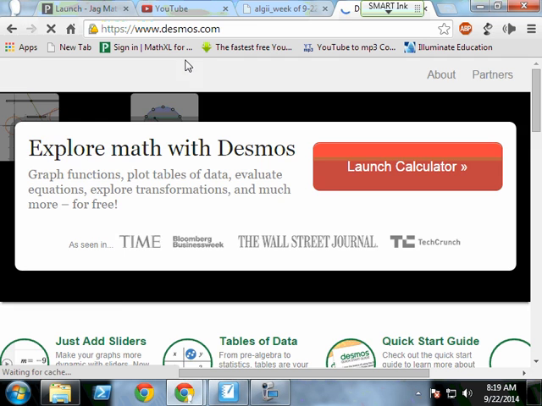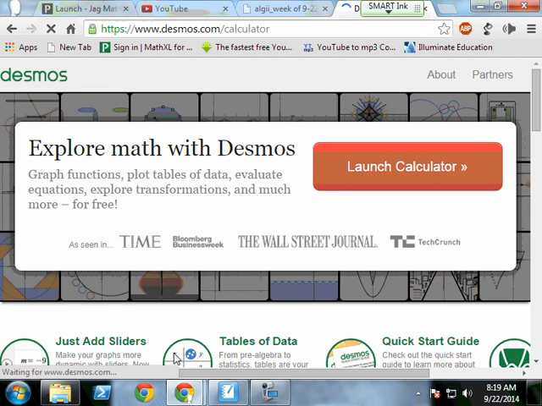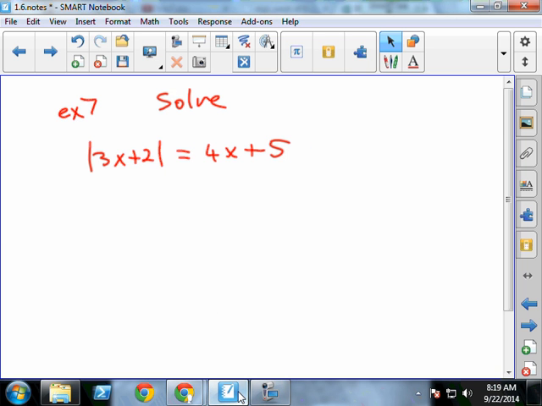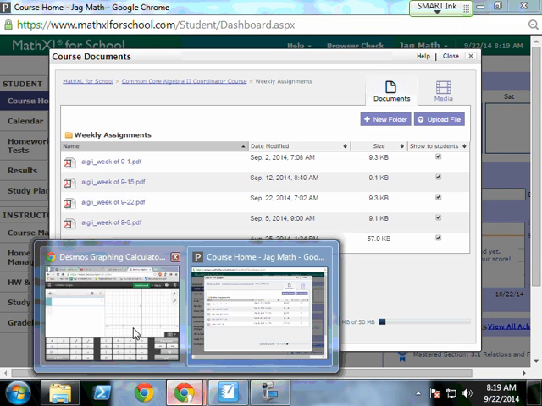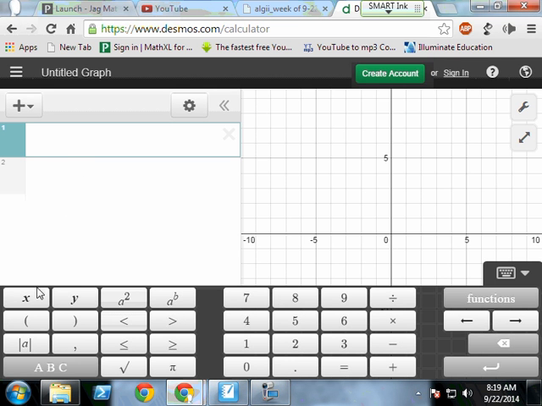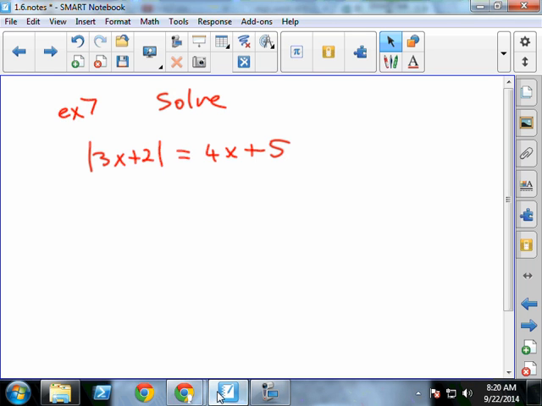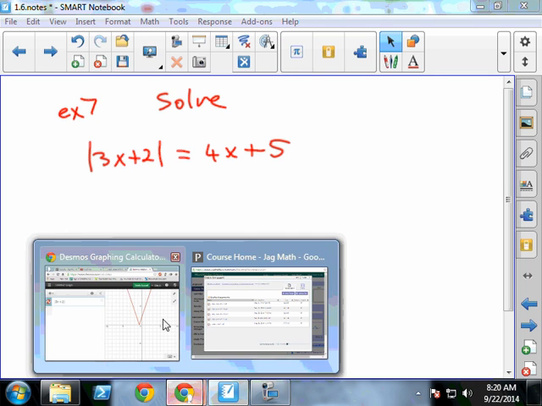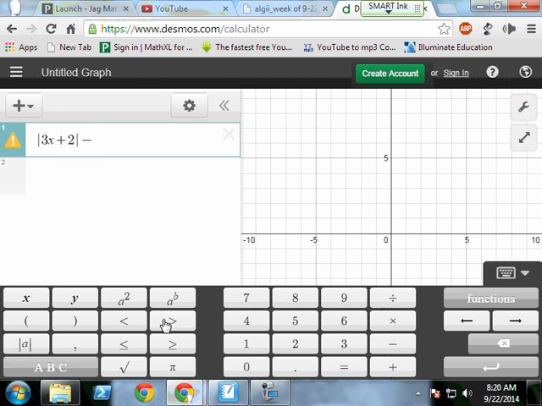So I'm using Desmos, and I'm going to graph the related function, the absolute value of 3x plus 2. Here's my little math palette, absolute value of 3x plus 2. And then to make this all one function, I'm going to subtract the quantity of 4x plus 5.